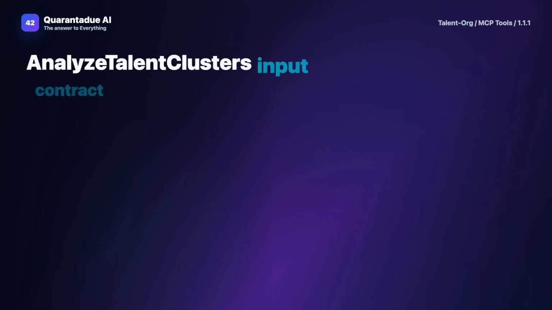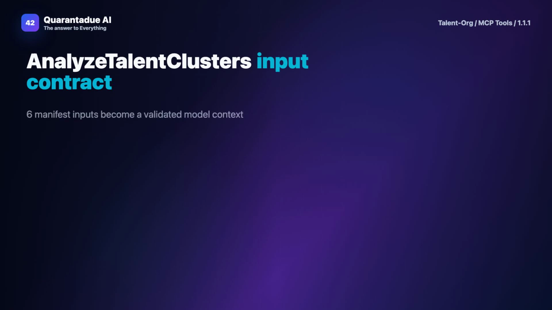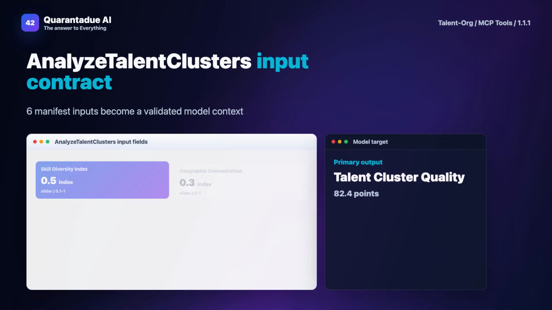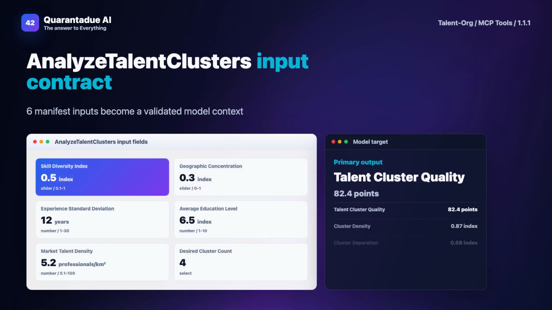Typical inputs include skill diversity index, geographic concentration, experience standard deviation, average education level, and market talent density. Keeping these fields explicit reduces ambiguity and makes every run easier to audit.